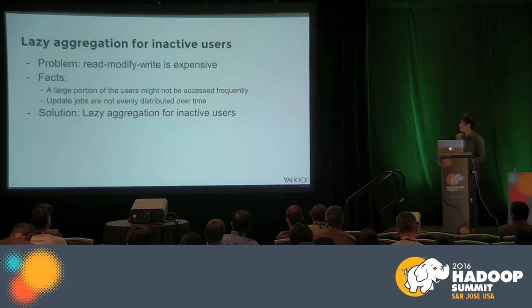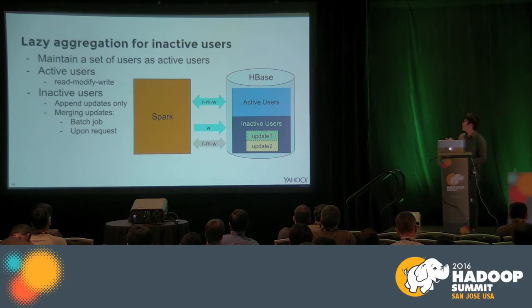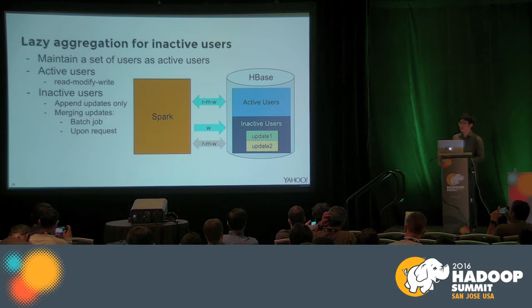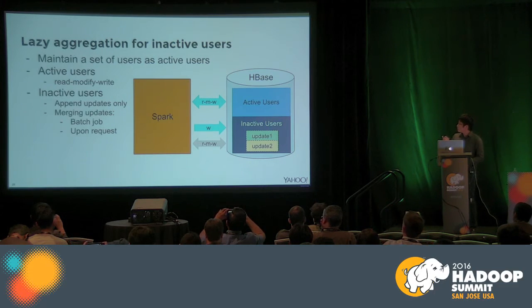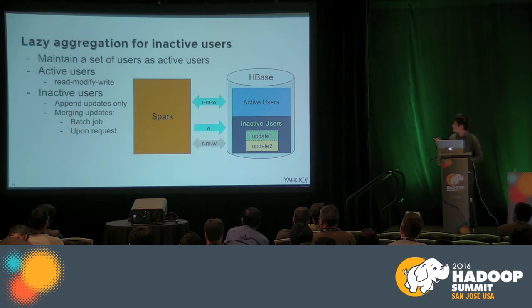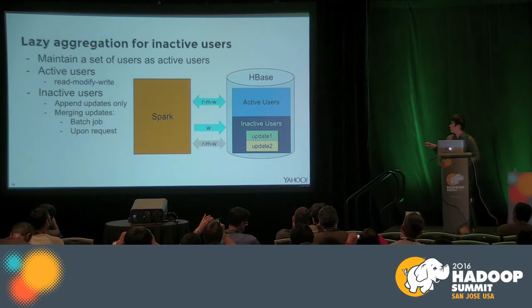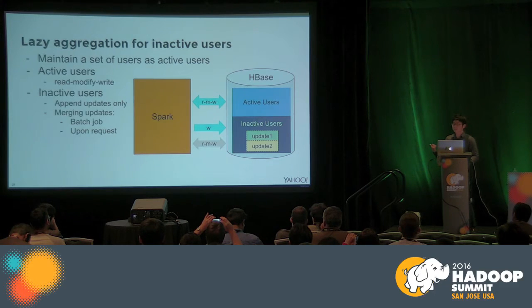So actually we can do lazy aggregation for inactive users. What does it mean? First, we maintain a set of users as active users, based on the event history and ID type. Then we do read-modify-write for active users only during the Spark job. For inactive users, we only append the updates. Then a separate batch job is triggered that merges the updates for the inactive users.